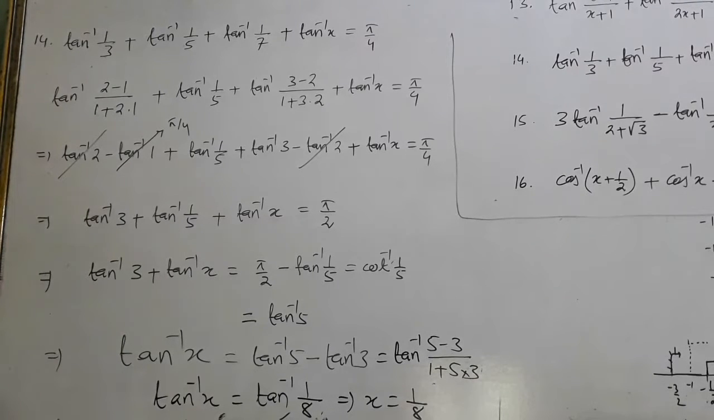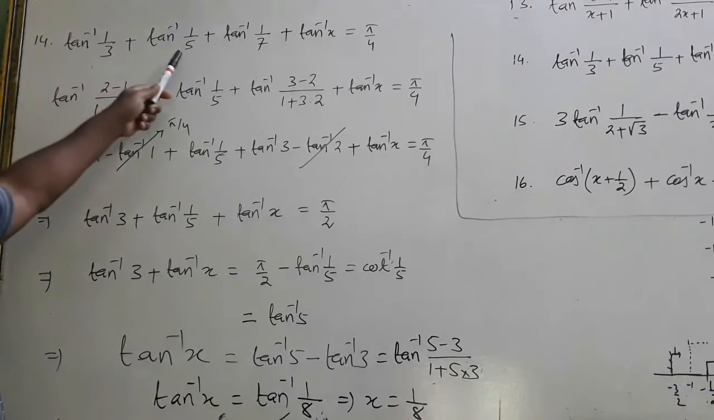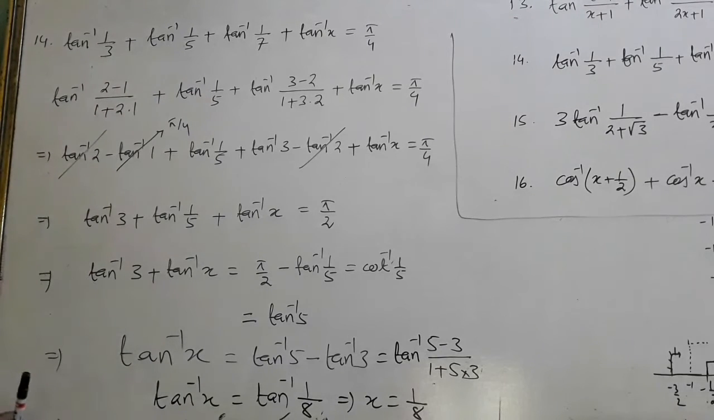Many students do this problem in a very lengthy manner. First they take tan inverse x plus tan inverse y plus tan inverse z, then apply the formula, which is very lengthy: tan inverse of (x plus y plus z minus xyz) by (1 minus xy minus yz minus zx). But I am doing it in a tricky method.